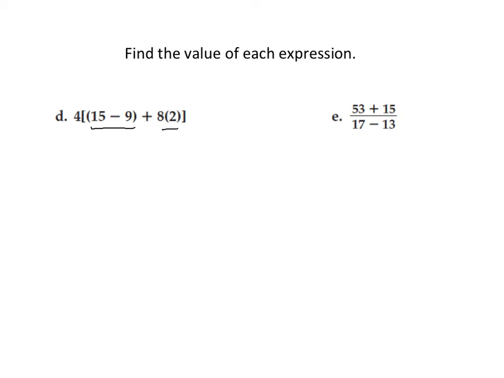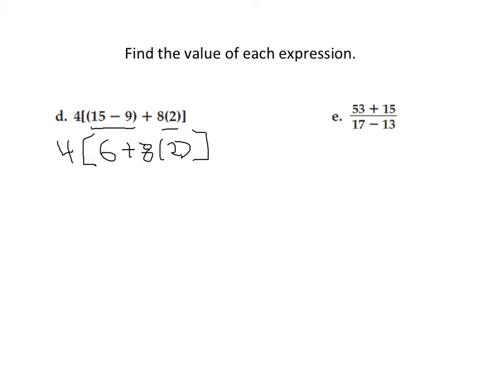So let's evaluate what 15 minus 9 is. 15 minus 9 becomes 6. Then we go plus 8 times 2, all inside the bracket still. And when we find that answer, we will multiply that by 4. Using the brackets as grouping symbols, we look inside and we determine that we have two operations, addition and multiplication, because a number in front of the parentheses is multiplication.